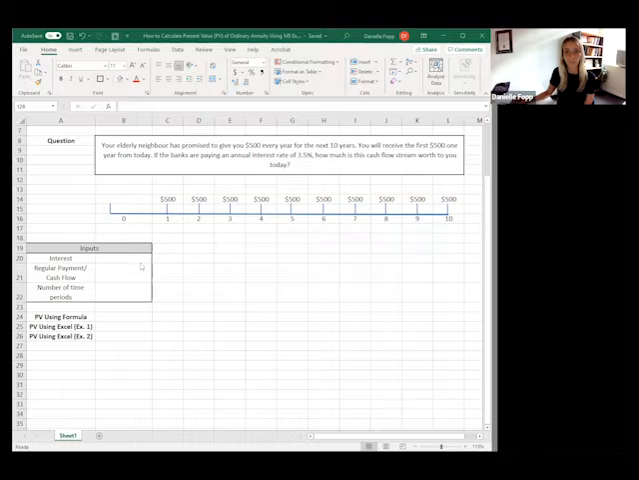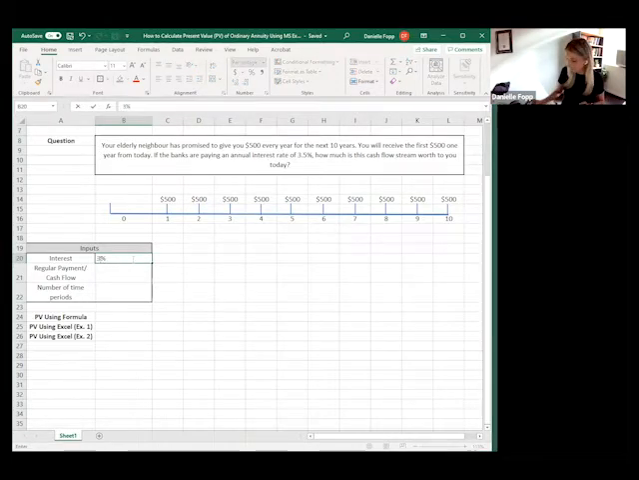Now we have some inputs or outputs that we would like to extract from this question, and getting this right early is key to getting the right answer for your question. So the interest rate, we have 3.5%, making sure that we have the two decimal places showing. Then we have the regular payment or cash flow. We know that that is $500. And then the number of time periods is 10 because he is going to give it to us for the next 10 years.